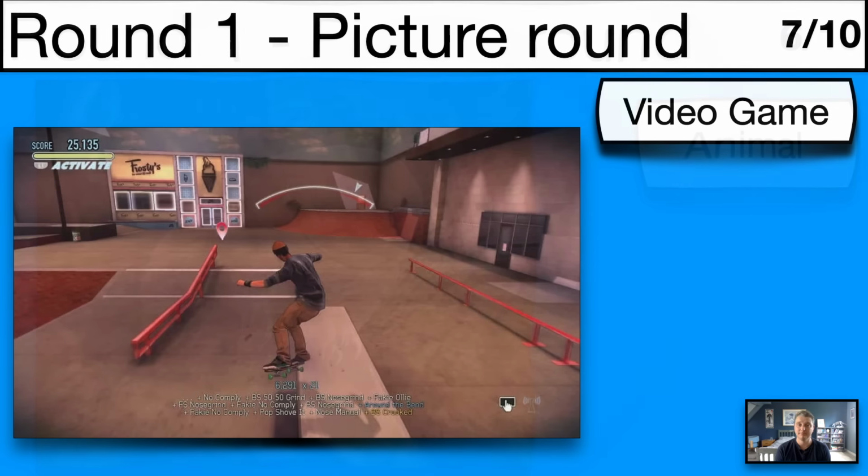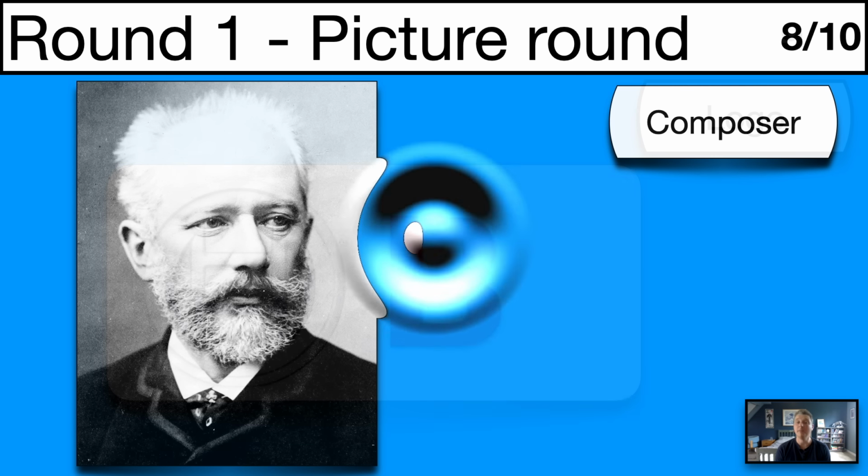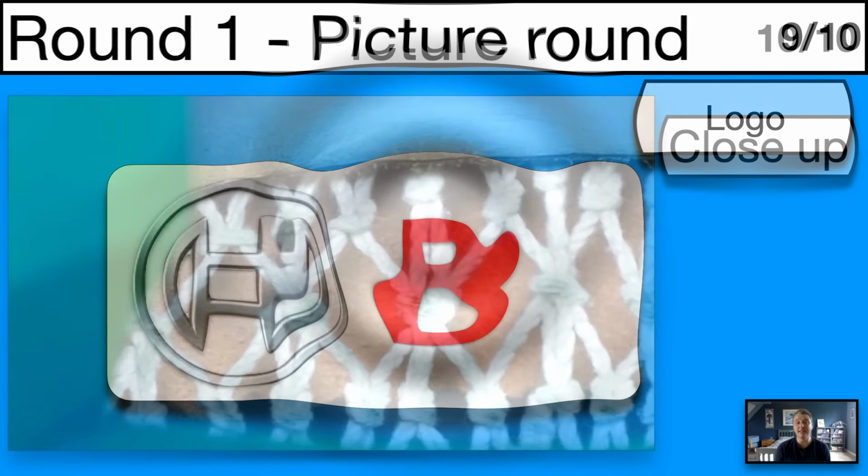Number seven, name the video game. Number eight, name the composer. Number nine, which company has this logo? And the last one, number 10, what is this a close-up of?